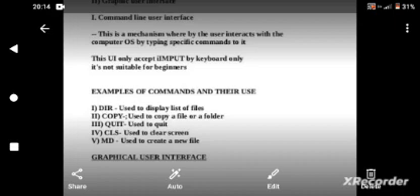So in our next lecture, we are going to look at the graphical user interface and various types of OS.